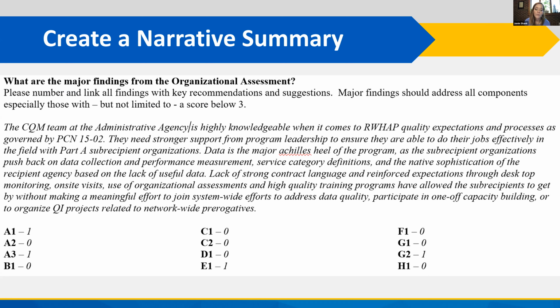But here's where they need stronger support. And then we go into that narrative, right? So maybe it's program leadership, to be sure they're able to do their jobs effectively. Data, we talk about data being a major Achilles heel. So again, this is summarizing the themes that we've seen from multiple domains. It gets into a lack of strong contract language or reinforced expectations, providing some examples that can happen through desktop monitoring or on-site visits or use of the organizational assessment, right? And then it creates a summary of those scores.